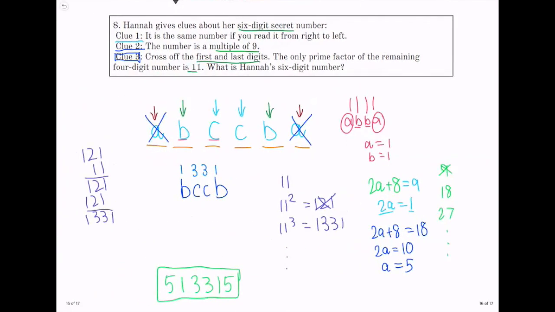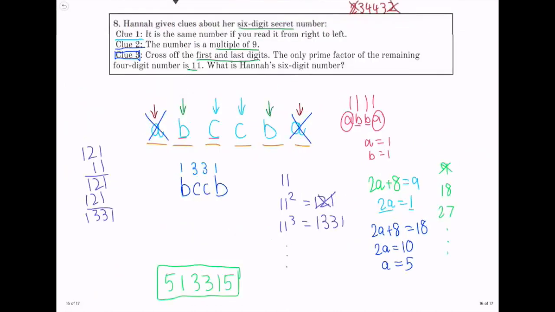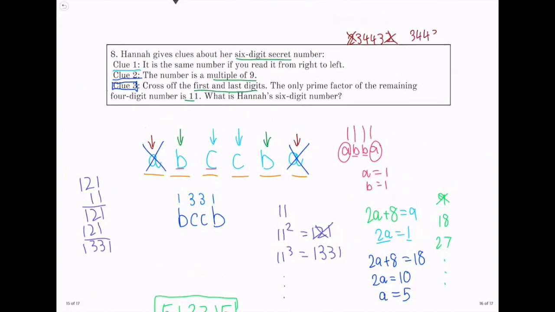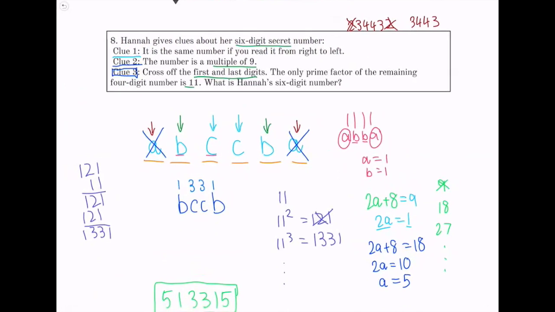Somebody asked 234 432 also works. 234 432, that doesn't work because if you cross out these digits, 33443 has other prime factors besides 11. Even though it's divisible by 11, let's just prime factorize this really quickly.